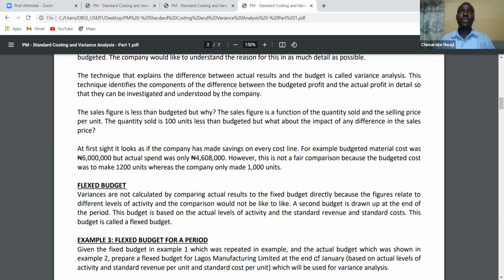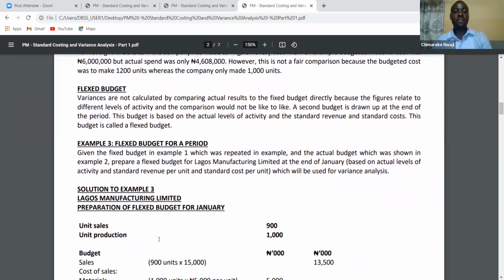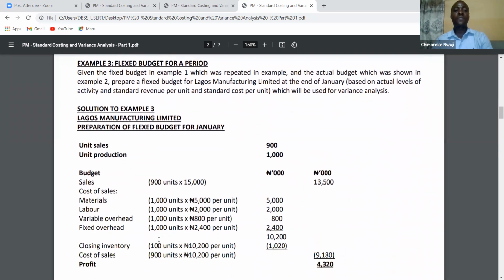Now, we produced 1,000 units instead of 1,200. If I had planned or made a budget for 1,000 units of production, would I have spent too much or little? So that's what we're going to do now. We are going to be looking at how to prepare a flexed budget. So that takes us to example number 3, the flexed budget. Now we can call it flexible budget.